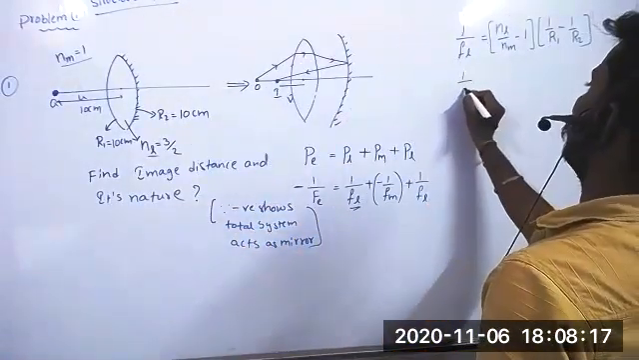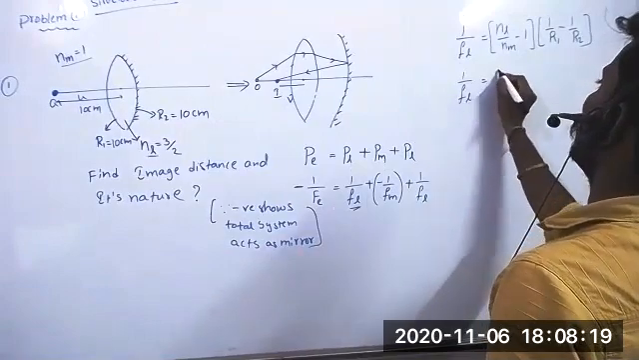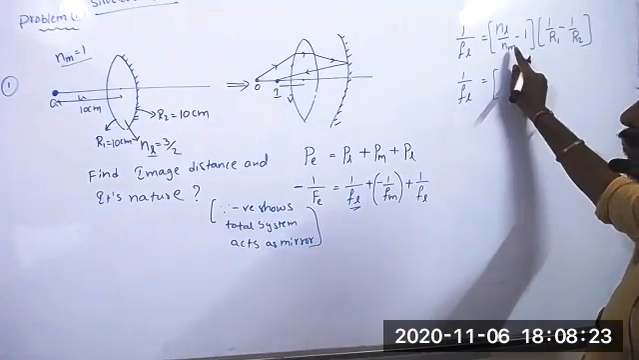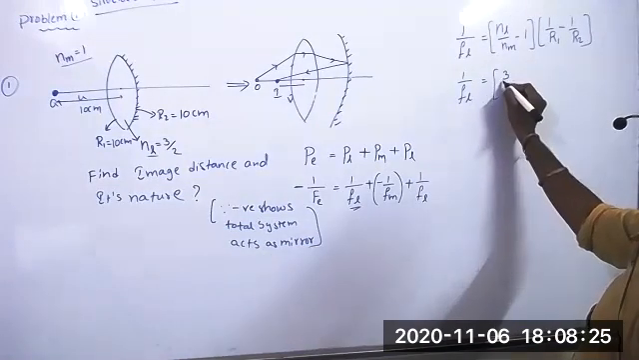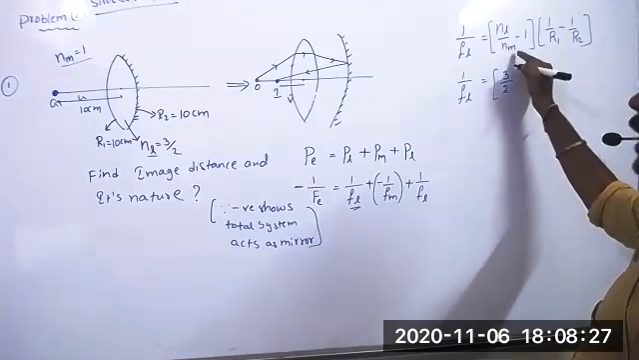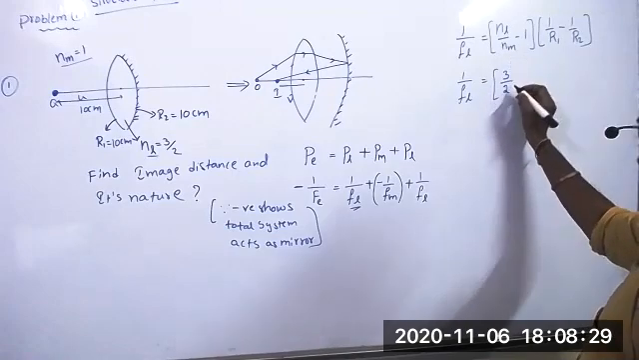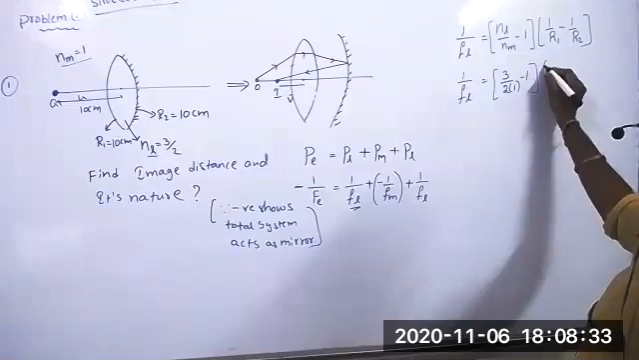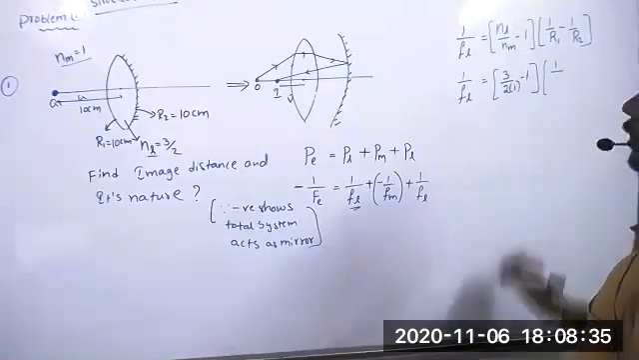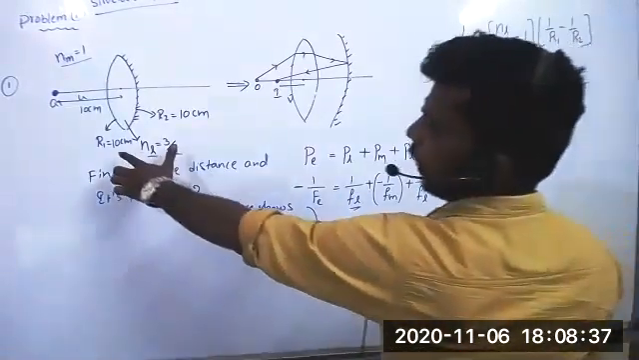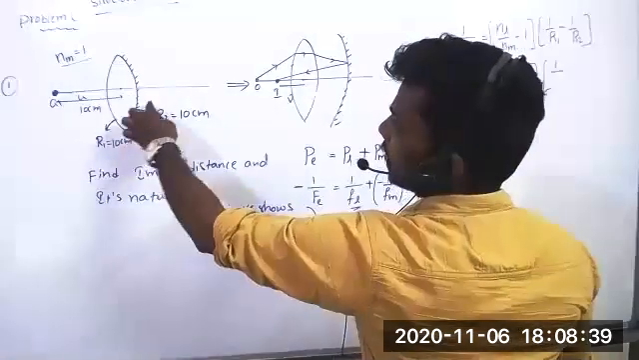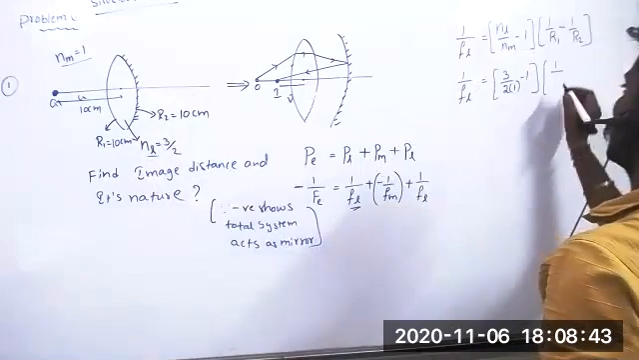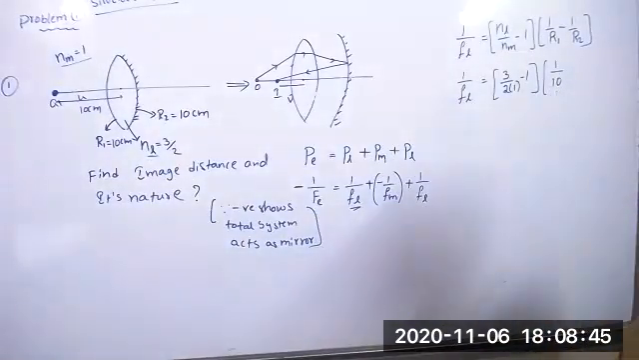1 by FL equal to NL how much? What is the refractive index of the lens? 3 by 2. So 3 by 2 for NL, and NM is 1, since air means 1. So 3 by 2 minus 1. Then 1 by R1. This surface radius of curvature will be in this direction, right? So that is 1 by 10.